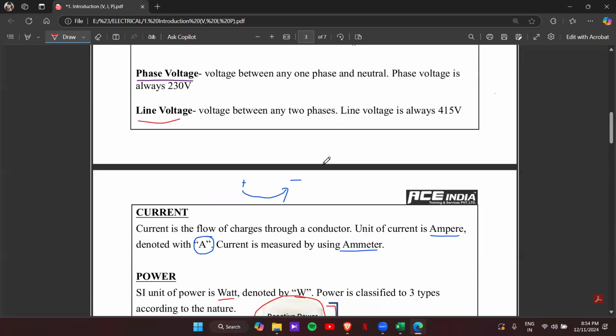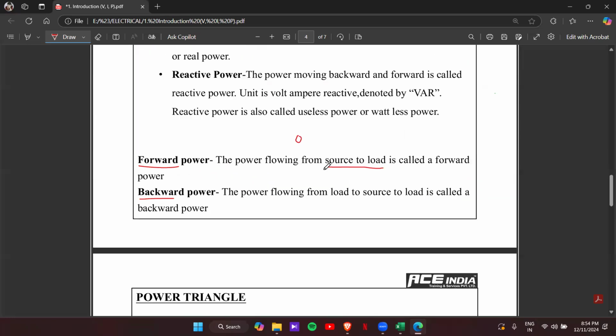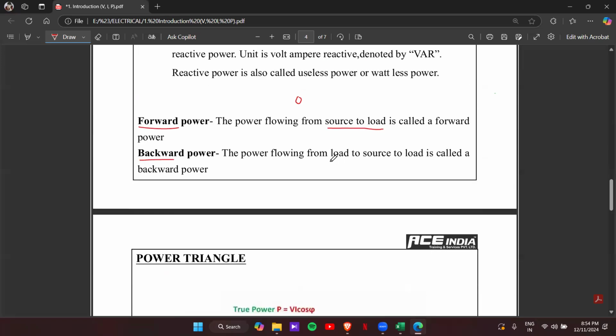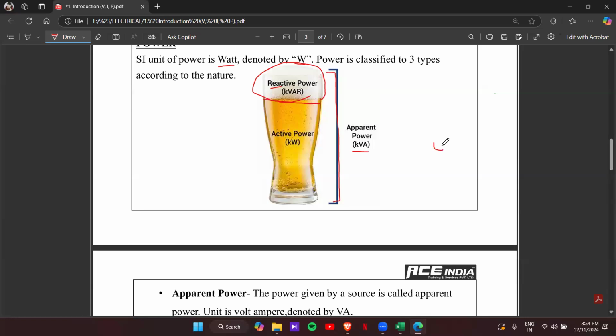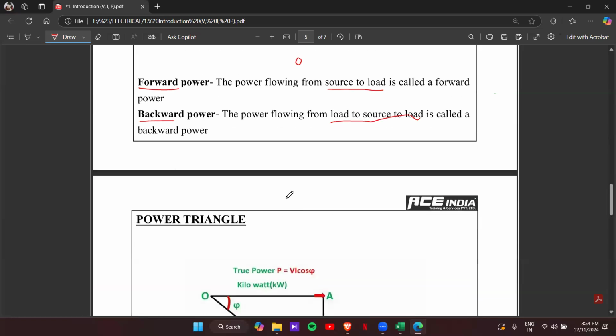And backward power means the flow from the load to the source. Now let's consider a circuit. If we have a battery, from the battery we will run to the equipment. Again, it will come back to the source. So from source to load, and from load to source. That's it. So the return path in the circuit will be the backward power here.